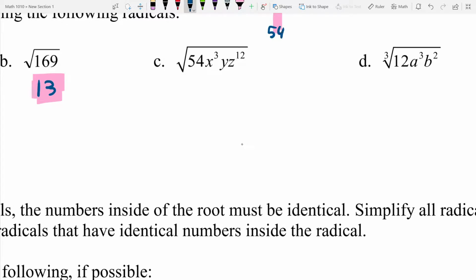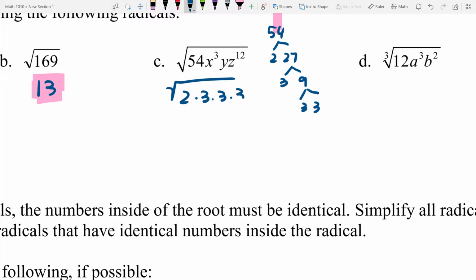Okay, so 54 is 2 times 27. Now the 2 is done, but I need to break down the 27. 2 does not go into 27, but 3 does. So this will be 3 times 9. And 9 is 3 times 3. Now, don't write this down for me, but just look. 2 times 3 times 3 times 3. I'm not going to make you write that step. I'm going to let you simplify from the tree.